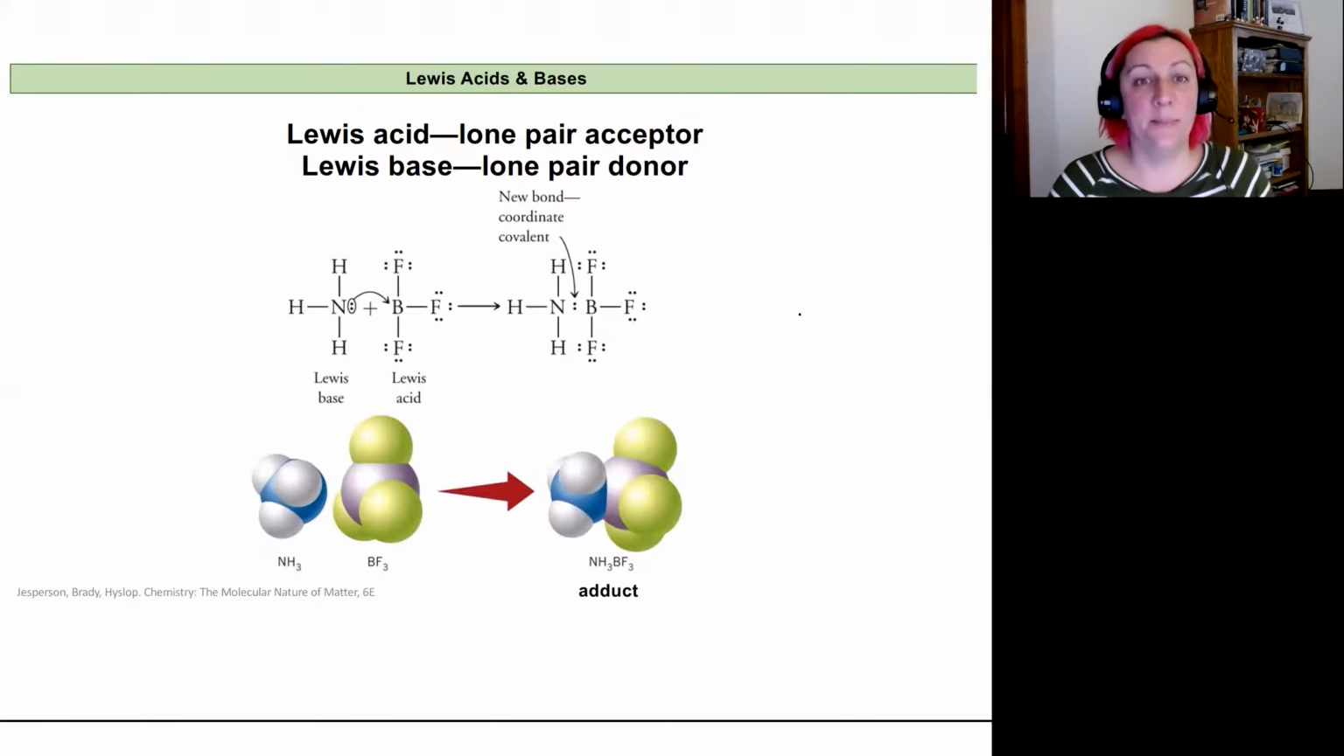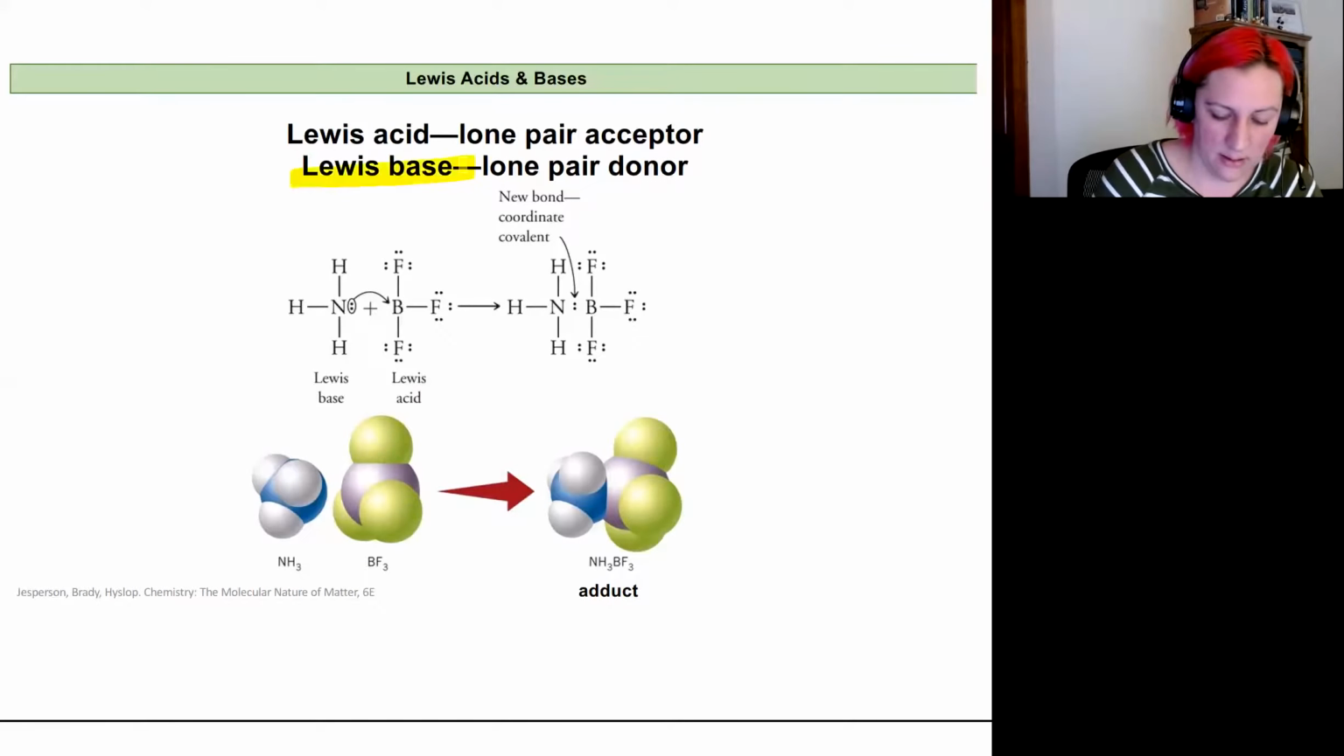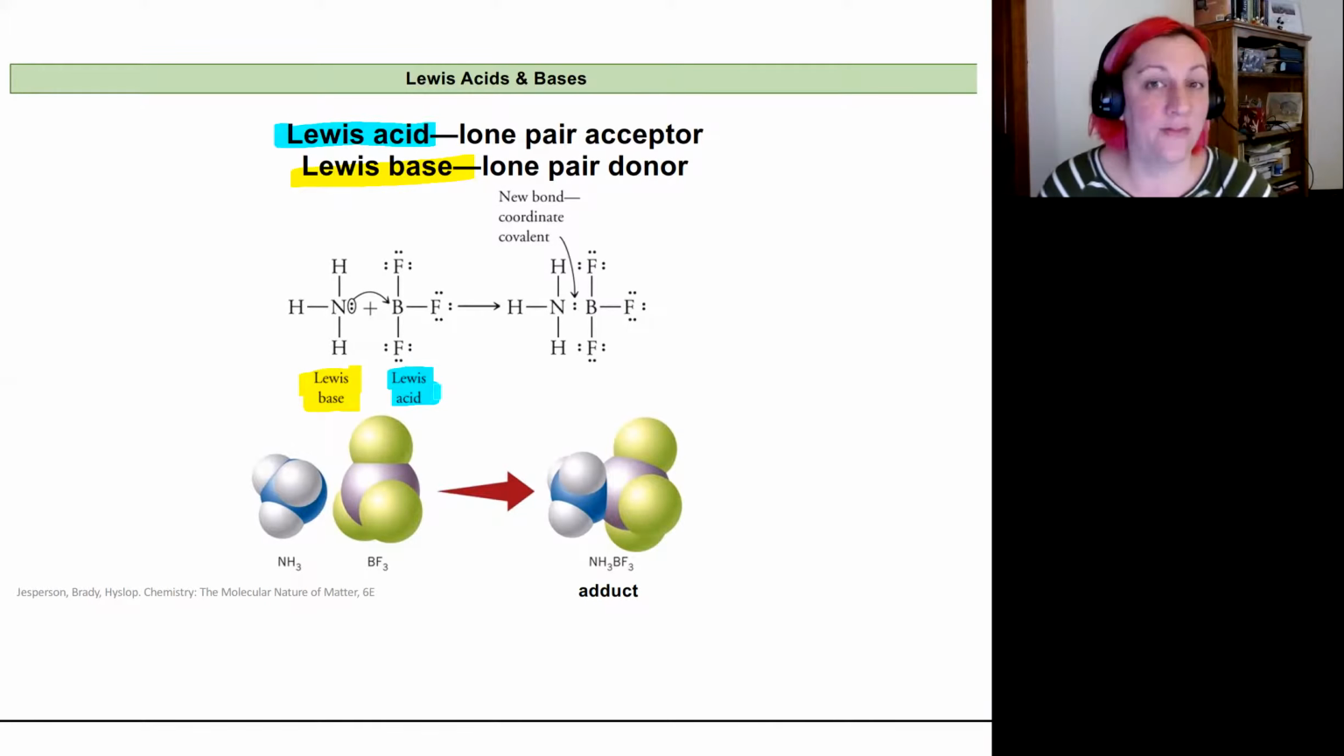Let's look at an example. So here we're going to look at our Lewis acid and a Lewis base. Our Lewis base is going to be this NH3. It has that lone pair. And our Lewis acid is going to be this molecule BF3.